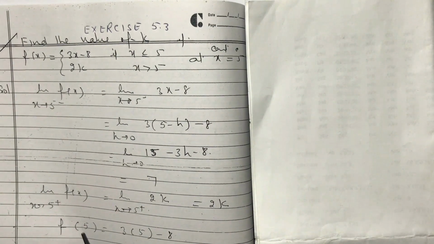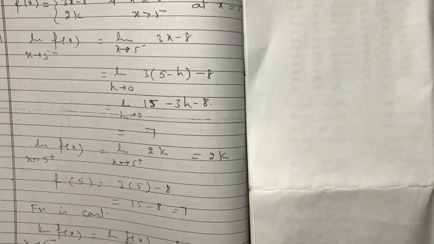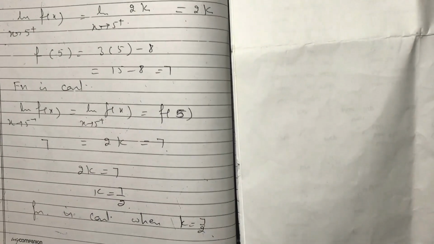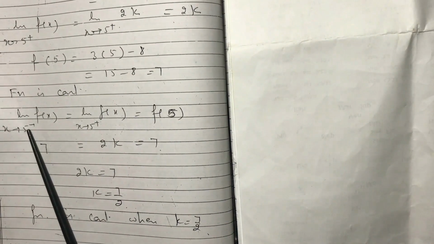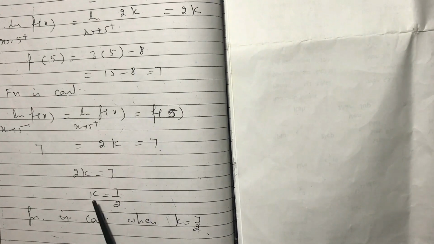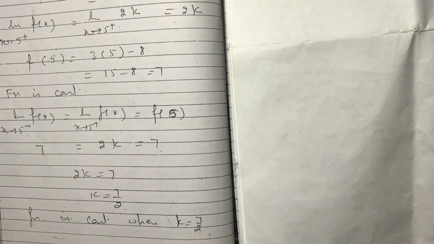Now f(5), again I'll take function 3x minus 8. Instead of x, I'll write 5. So 3(5) minus 8, and this is equal to 15 minus 8, that is equal to 7. Now since function is continuous, so left hand limit is equal to right hand limit is equal to f(5). So left hand limit is 7, right hand limit is 2k, and f(5) is 7. So it means 2k is equal to 7, value of k is equal to 7 by 2. So function is continuous when value of k is equal to 7 by 2. So that is the answer.